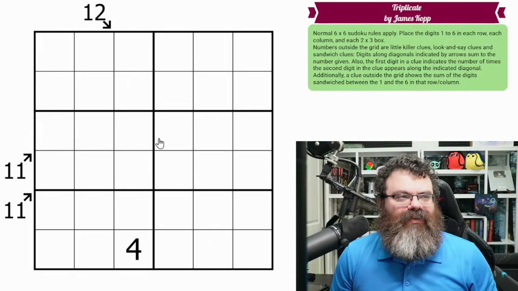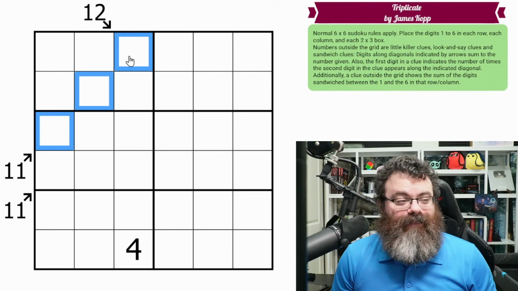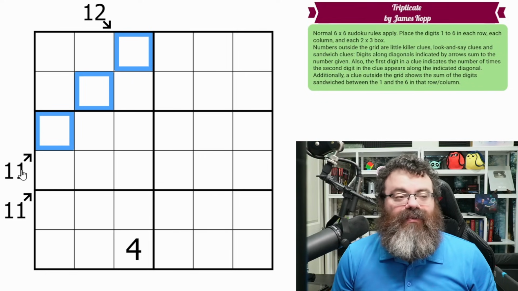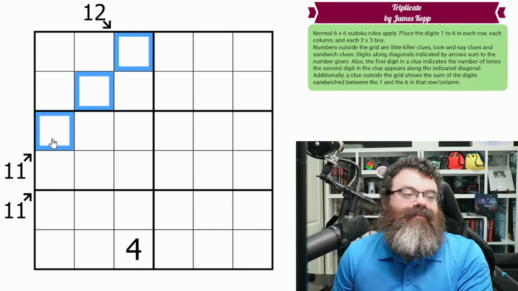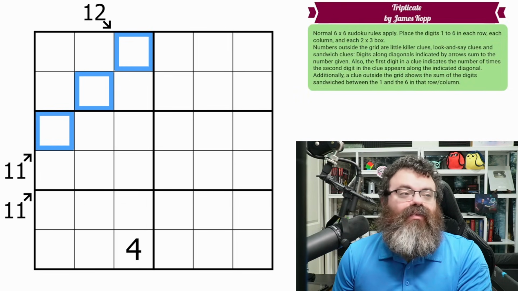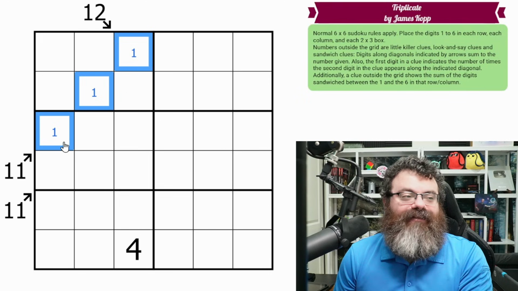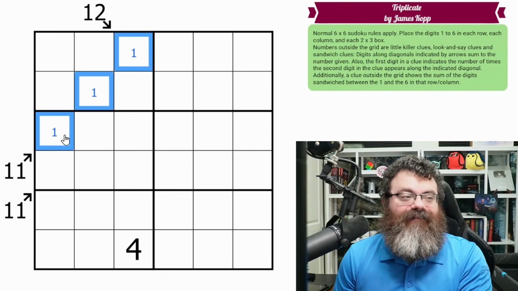Okay, so we have to add to 11 here. And there's only one 1. Or sorry, there is one 1, which is small. So that means we have a 1, and then the other 2 add to 10. So with the singular 1 that we have, the other digits have to add to 10, which means we're doing either 4, 6, or 5, 5.